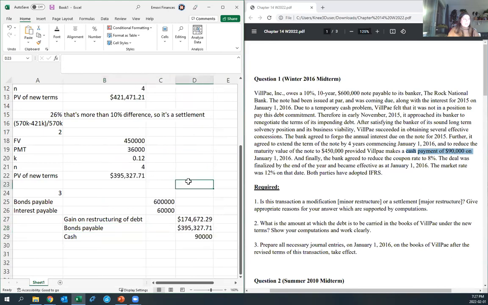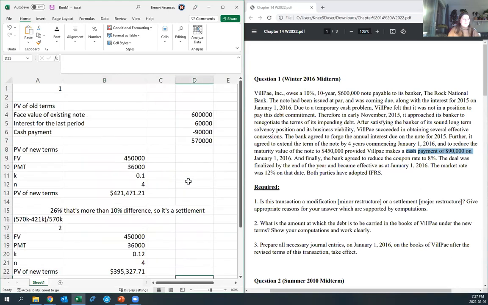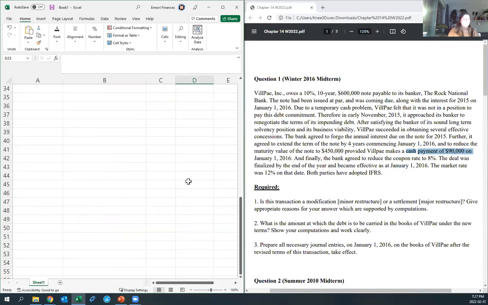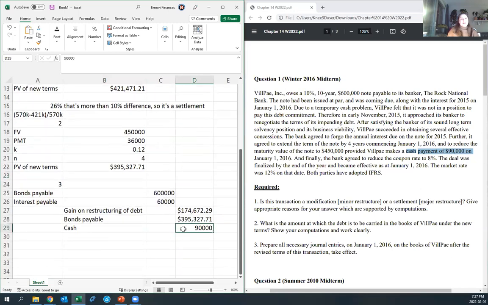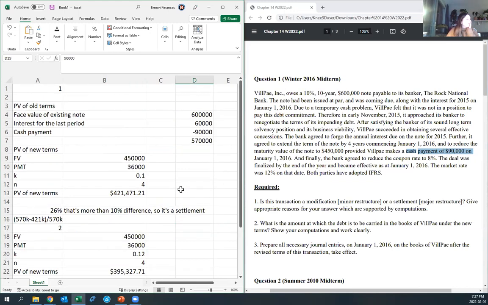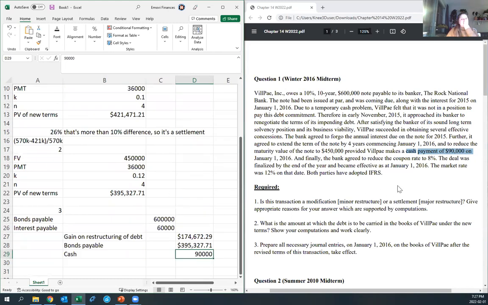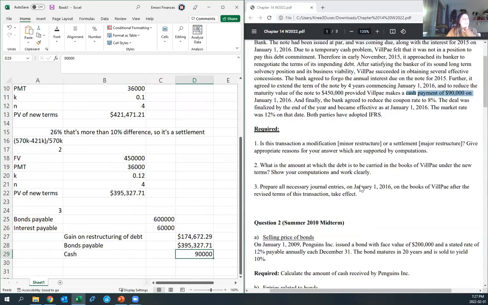Any questions for these transactions? So the thing that was a little bit funky in this question was the cash payment of 90,000. The rest was pretty much what you can expect in your problems. All right, so I'll jump to question 2.